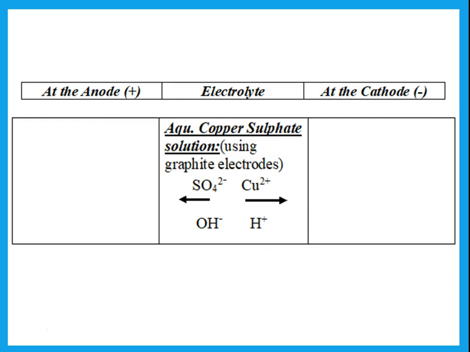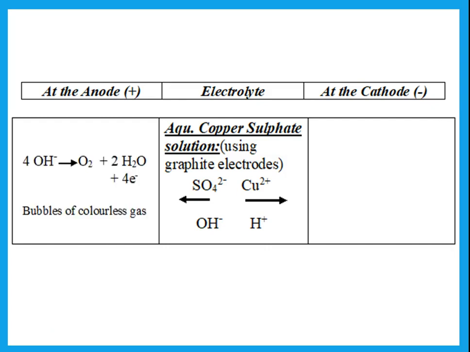Now, what will happen at the positive? What will happen at the anode? Which ones go to the anode? The sulfate ions and the hydroxide ions. So I have a choice. Which one of these will react? Always remember, sulfate will never react in our examples of electrolysis. So it is the hydroxide ion that reacts. So remind me again, if the hydroxide reacts at the electrode, what does it give?